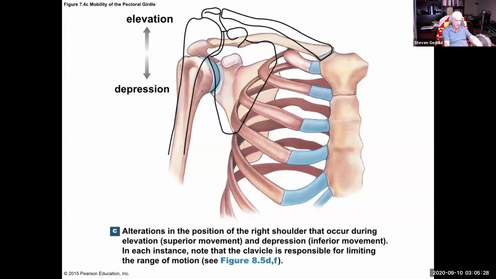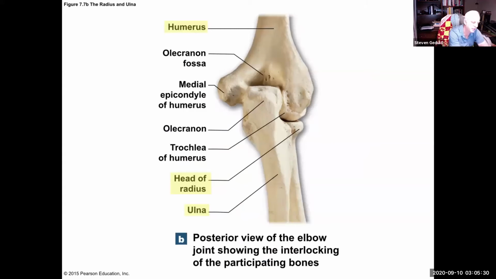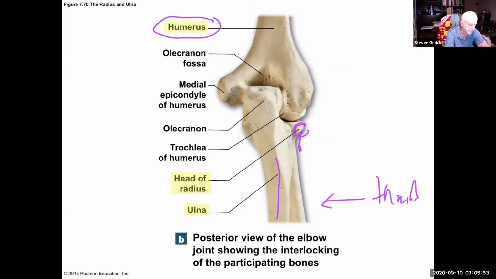Again, here's your humerus. This is the upper arm. This is the radius. Actually, this is just the head of the radius. This is your radius on this side, and this is the ulna bone here. So this is the thumb side, your outside portion, and this is your medial side.